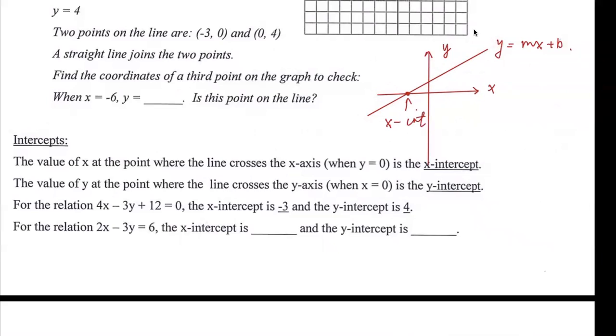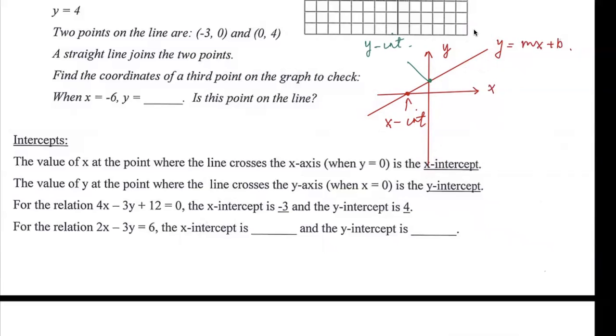Okay. The value of y at the point where the line crosses the y-axis is the y-intercept. So again, this is a straight line and this is the y-intercept. They cross here. So this point is called the y-intercept.